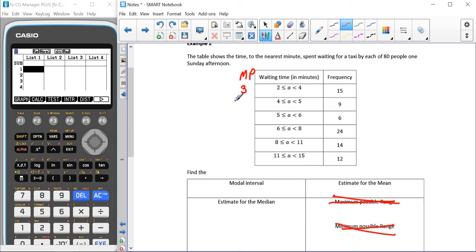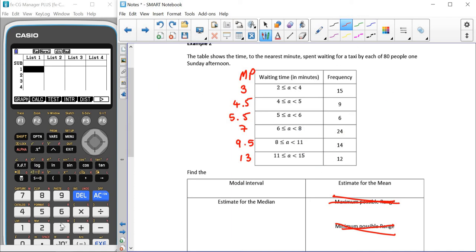3, 4.5, 5.5, 7, 9.5, 13. Okay, and I was just doing in my head the 2 plus 4 is 6, 6 divided by 2 is 3, 4 plus 5 is 9, 9 divided by 2 is 4.5, 5 plus 6 is 11, 11 divided by 2 is 5.5, and so on.